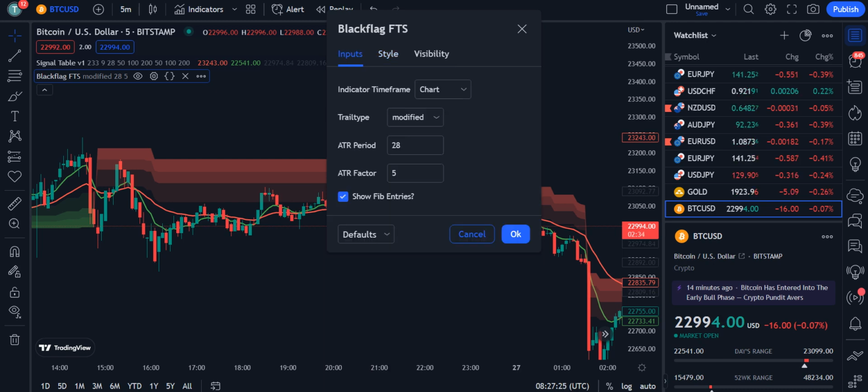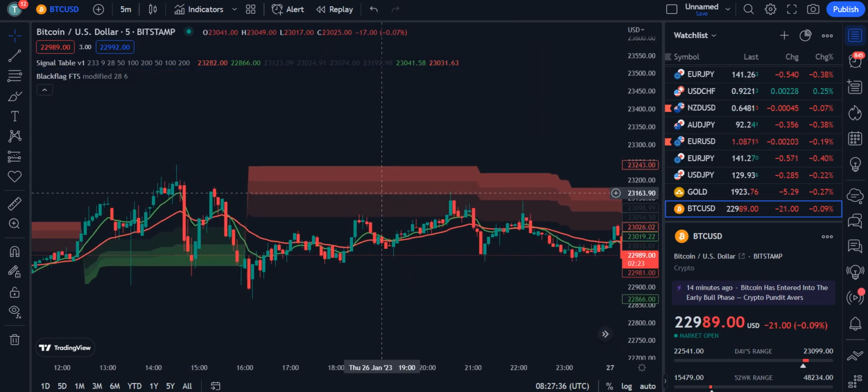Please go into the input tab. We have to change ATR factor from 5 to 6 and click OK. That's all for this strategy.